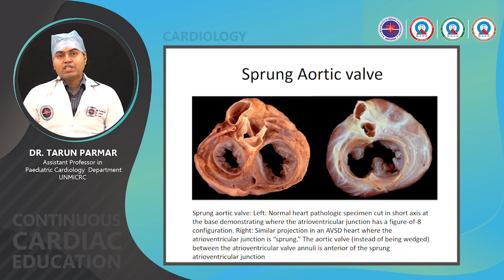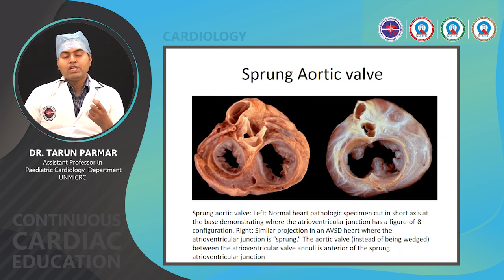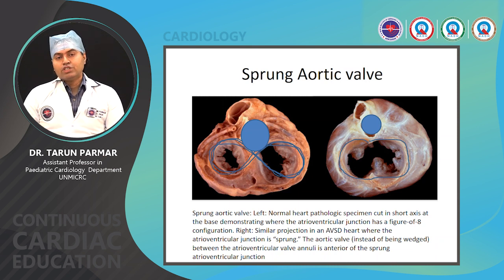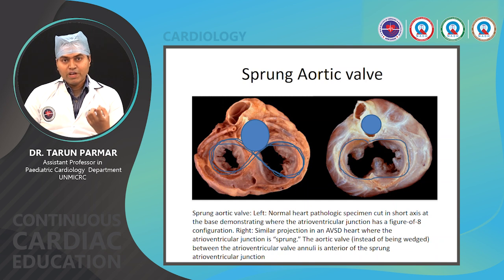So what is a sprung AV valve? Normally, the aortic valve is located wedged in between the two AV valves, the mitral and tricuspid valve. So it forms this figure of 8, and the aortic valve is situated wedged between these two.